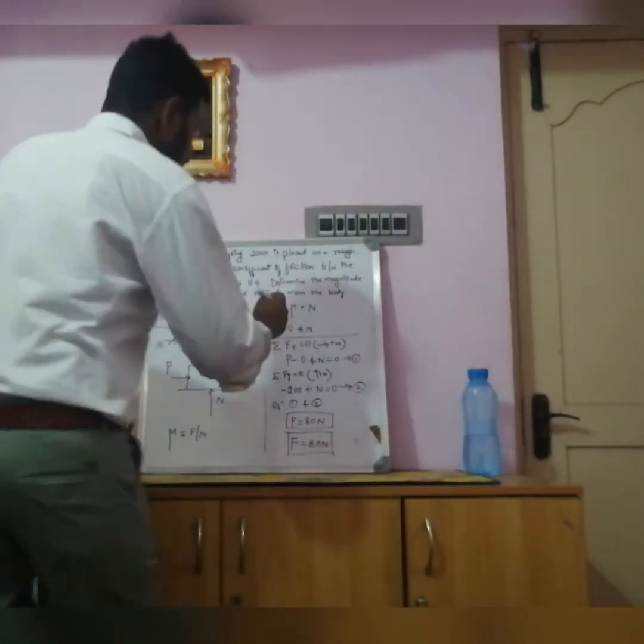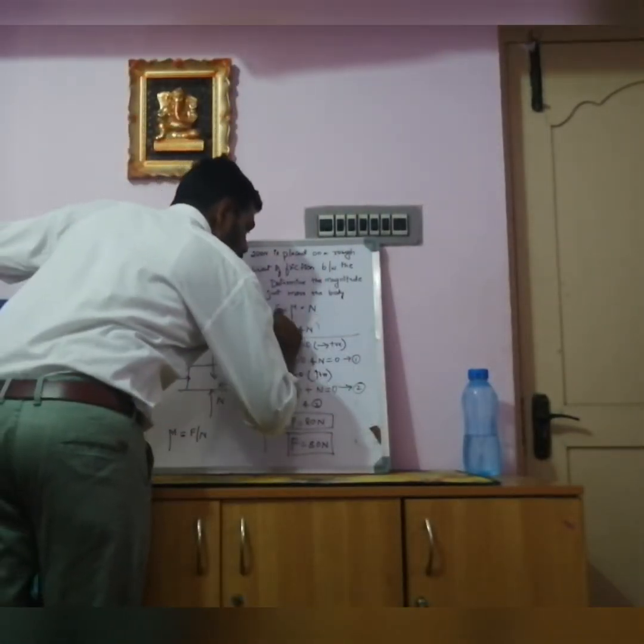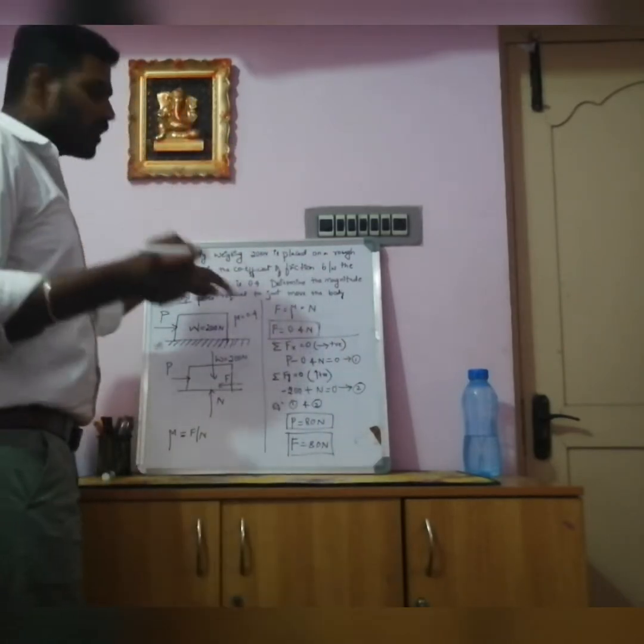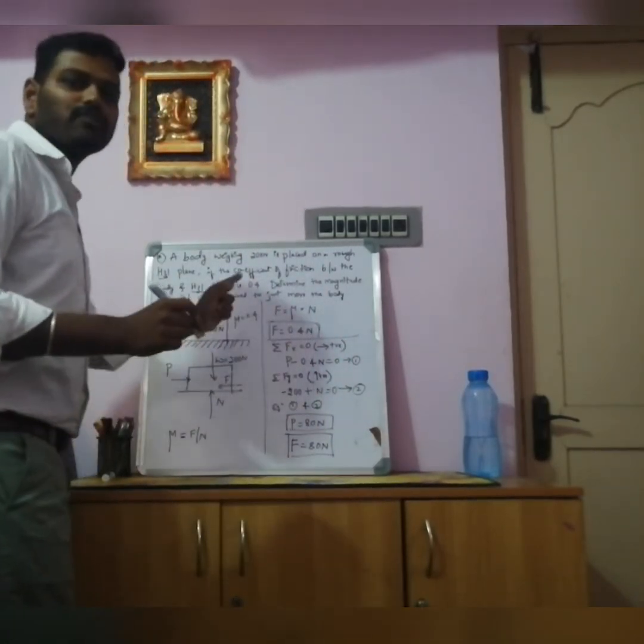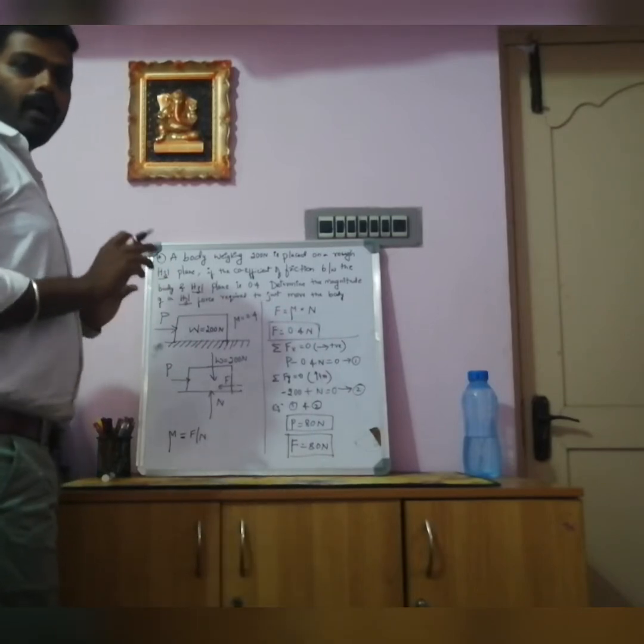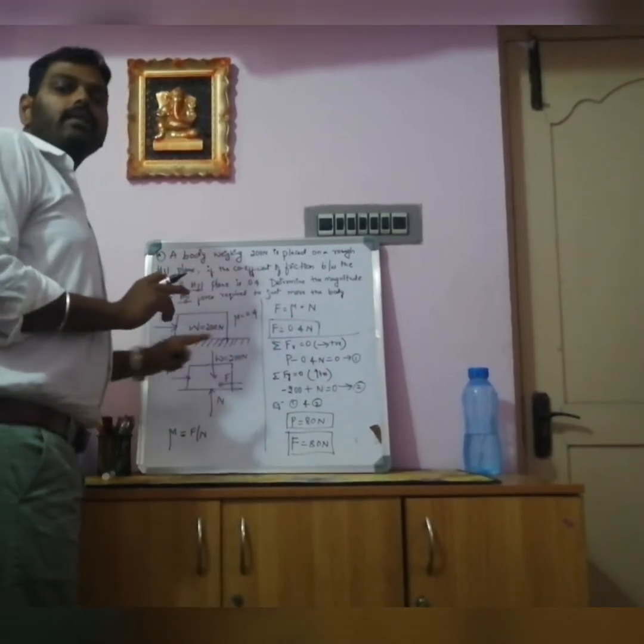So we can replace F in terms of N, or also we can replace N in terms of F, that is F by 0.4. But we should apply the equilibrium conditions.